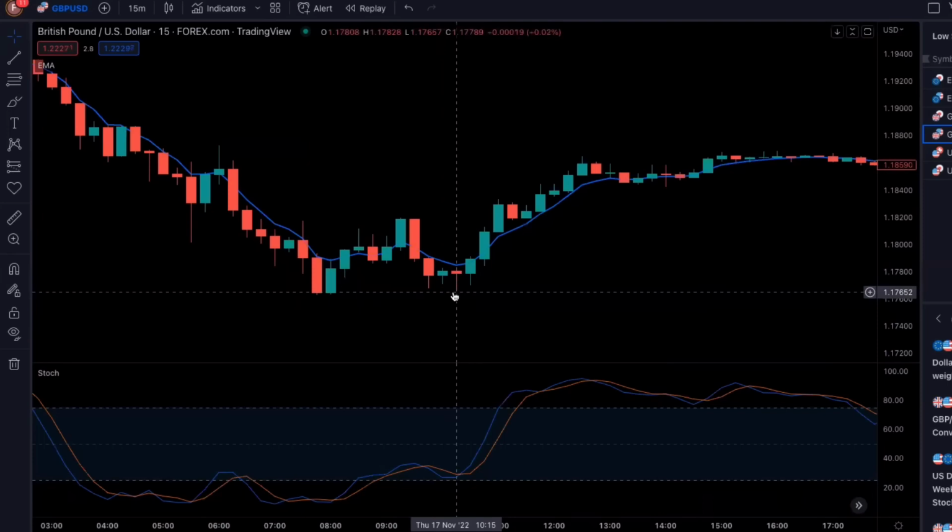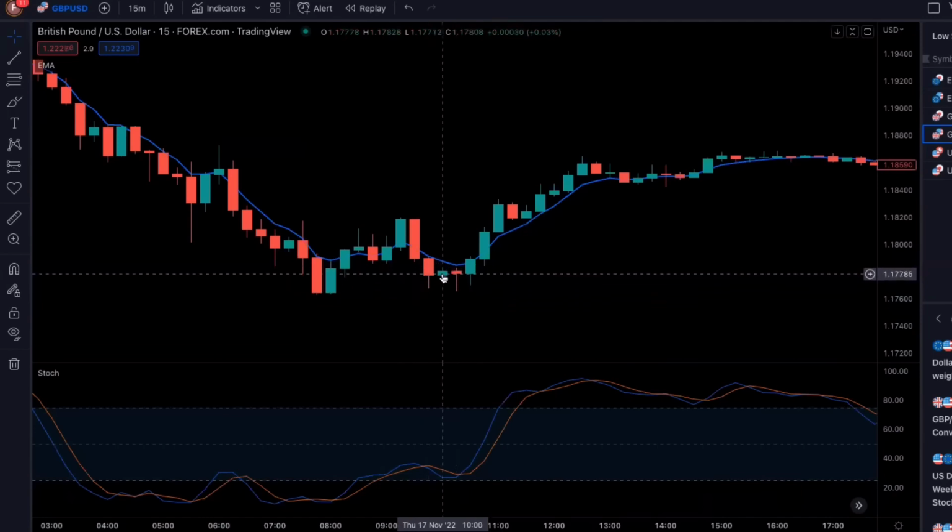So the first step you want is, for instance, for long trades, right? We're going to go over the long trade strategy first, and then I'll show you guys a short trade strategy. So on a long, you want the price action to be below the 5-period EMA.